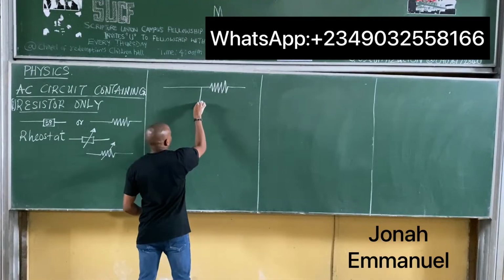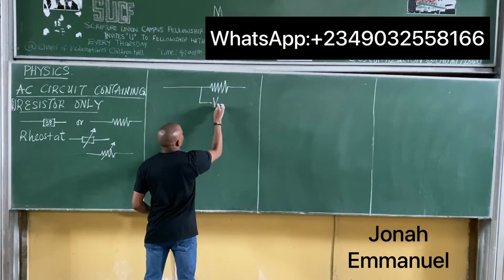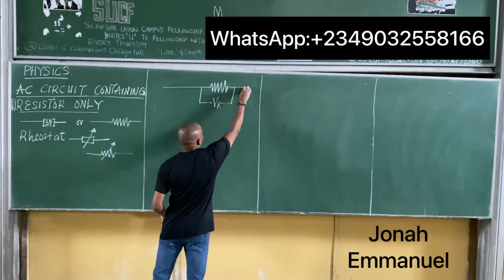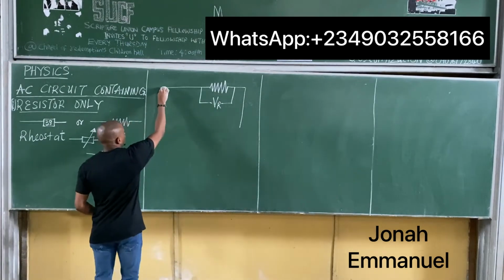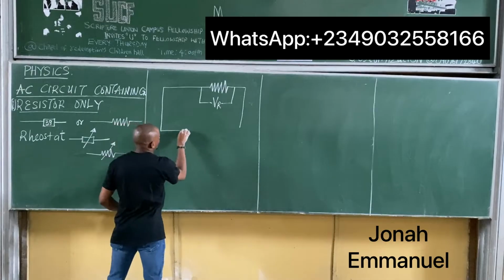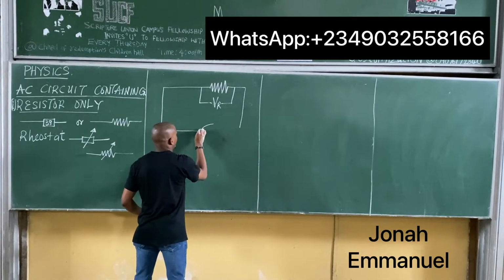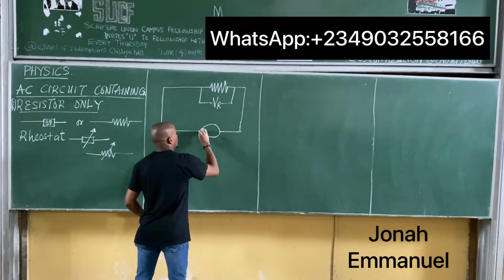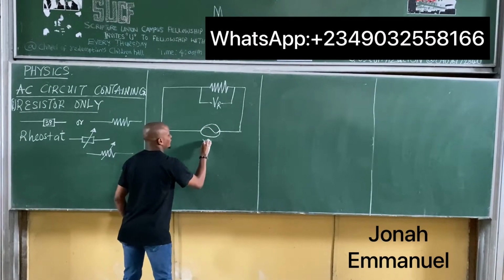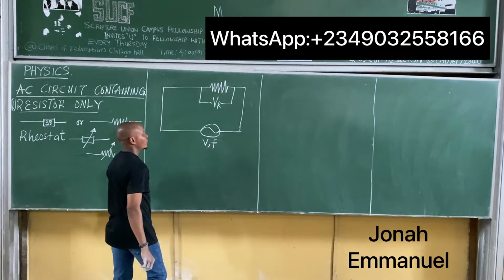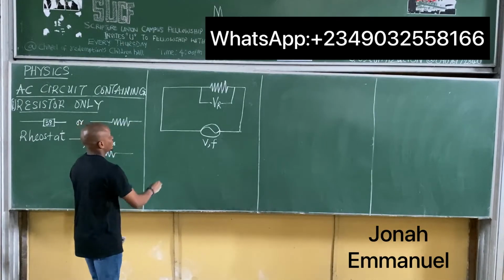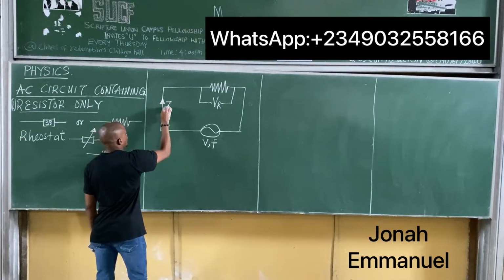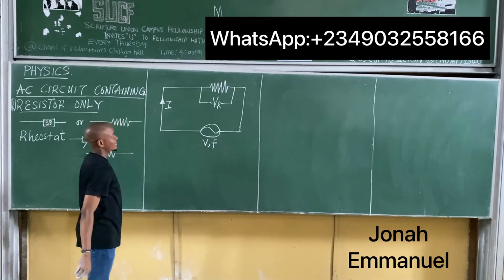Then you have from here, this is VR. VR means voltage across the resistor, comes down this way, having this. You have this. You have VN. Right, then you have this one here. This one shows the current I.